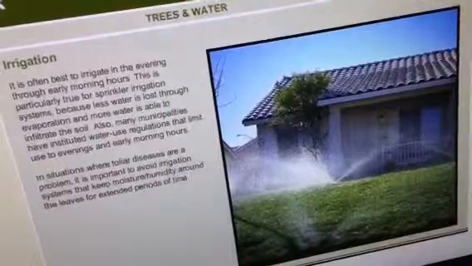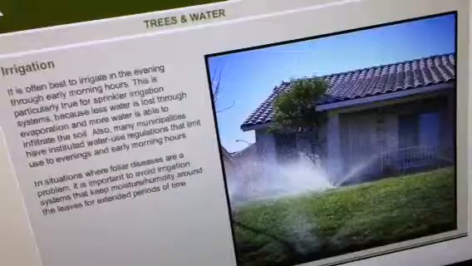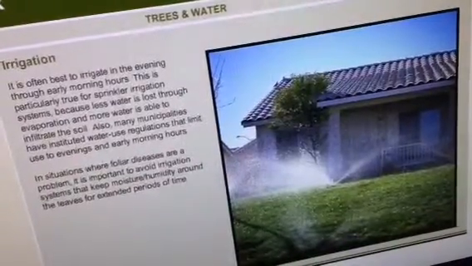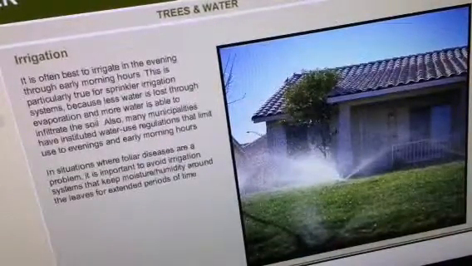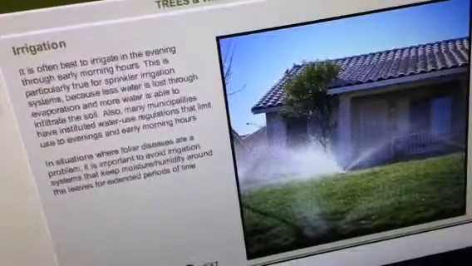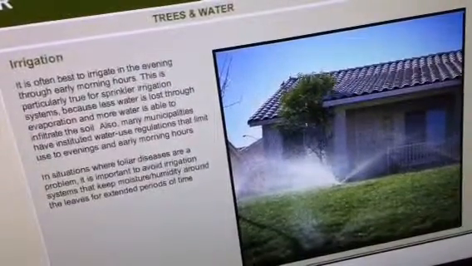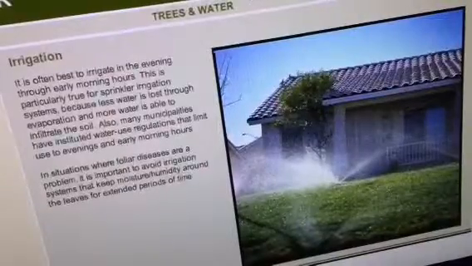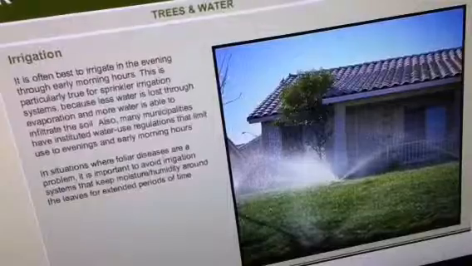It is often best to irrigate in the evening through early morning hours. This is particularly true for sprinkler irrigation systems because less water is lost through evaporation and more water is available to infiltrate the soil. Also, many municipalities have instituted water use regulations that limit use to evenings and early morning hours. In situations where foliar diseases are a problem, it is important to avoid irrigation systems that keep moisture and humidity around the leaves for extended periods of time.